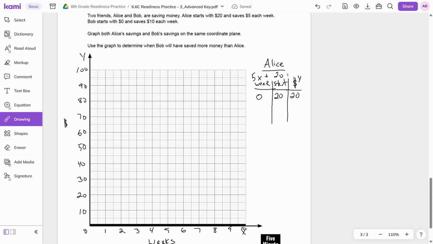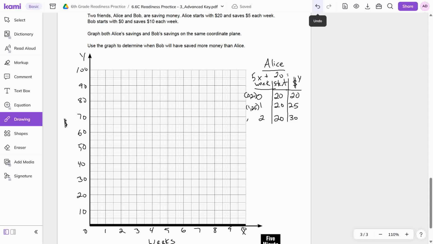So that's going to be a point for me. That's going to be 0, 20. At 1 week, it's going to be $5 plus that 20, which gives me 25. So 1, 25. And then let's go to 2. That's going to be 2 times 5 is 10. Add that 20, gets me 30.